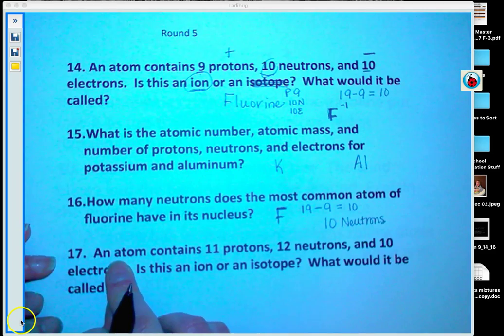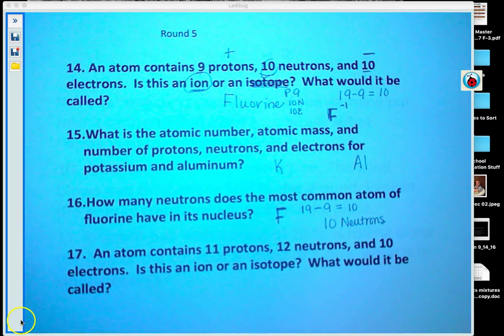This says an atom contains 11 protons, 12 neutrons, and 10 electrons. Is this an ion or an isotope? And what would it be called?